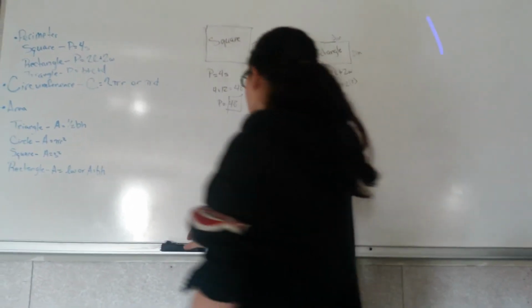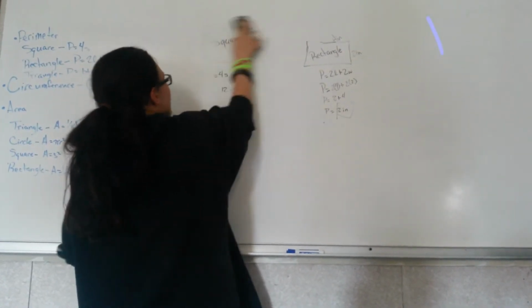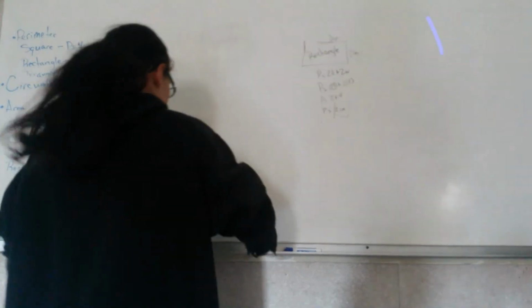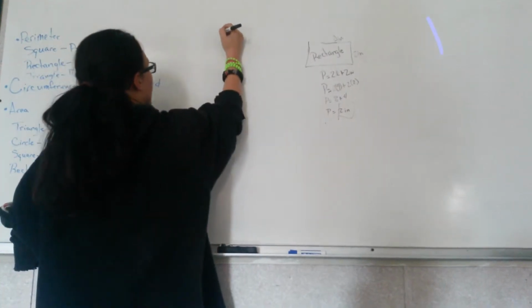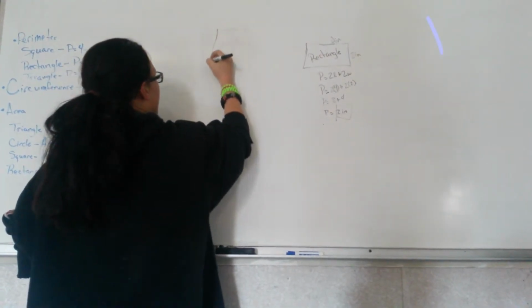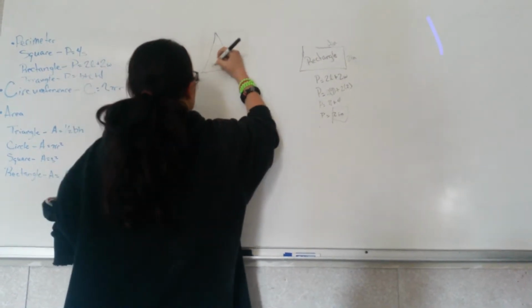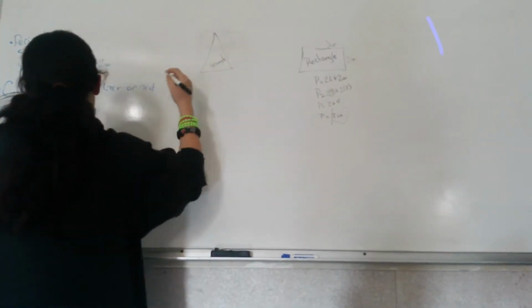Now I'm going to erase this so I have more room inside the camera frame. Okay, now for a triangle. I'm going to draw you a triangle. Don't laugh, this is going to be worse than my square and my rectangle put together. Triangle. I didn't spell that wrong.